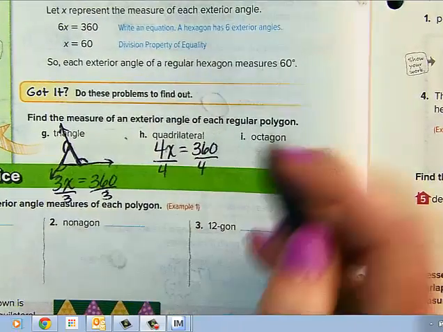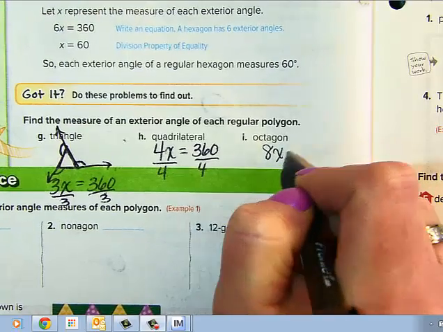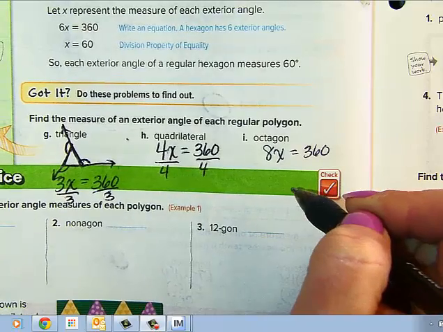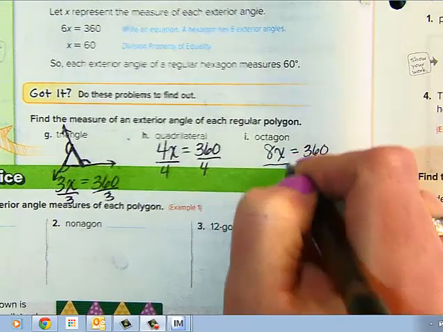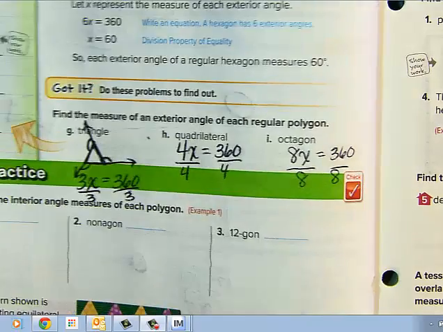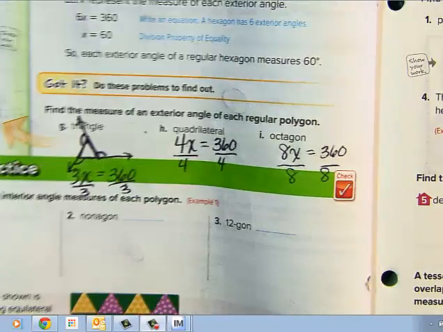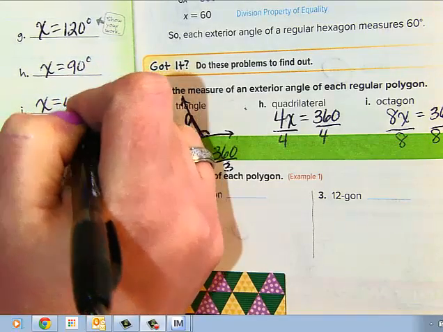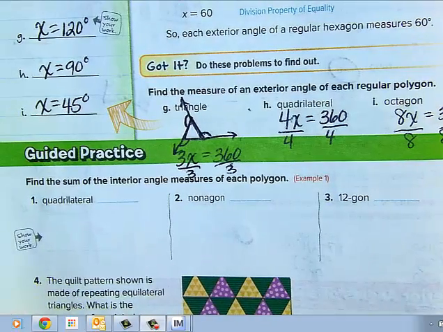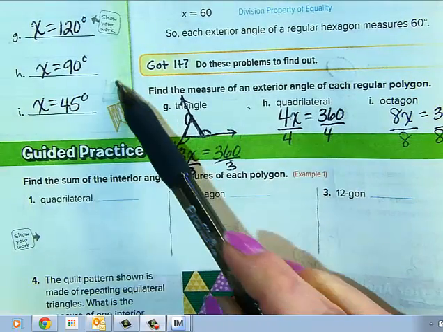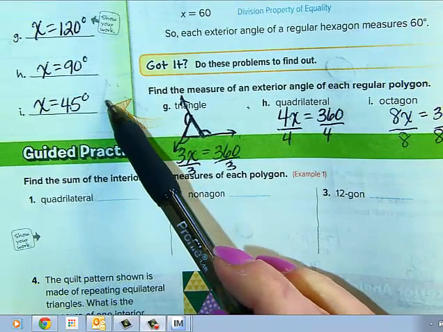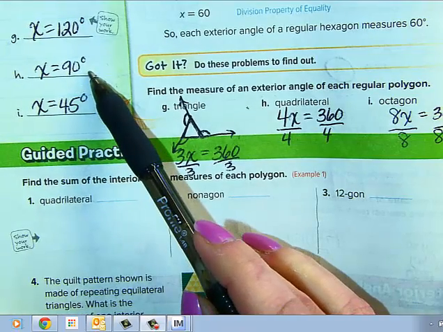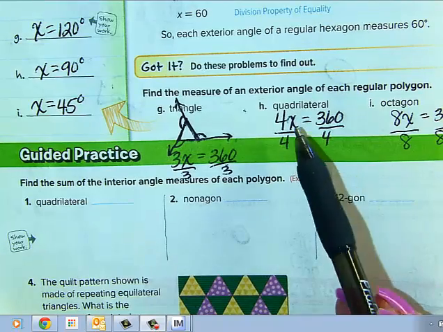How many sides are in an octagon? There are 8, so it's 8x equals 360, because all of these shapes, regardless of how many sides they are, equal 360. Then I divide by 8, and 360 divided by 8 is 45. Well, now wait a minute. What do you notice between this number and this number? Well, hopefully you know that 45 is half of 90. But if I look at this, 4 is half of 8.